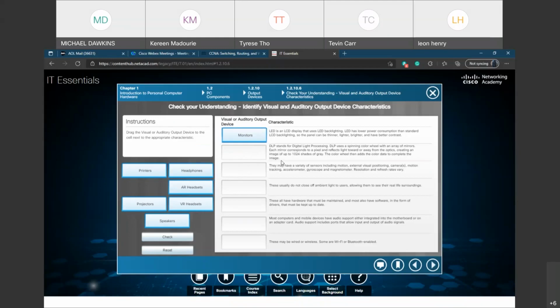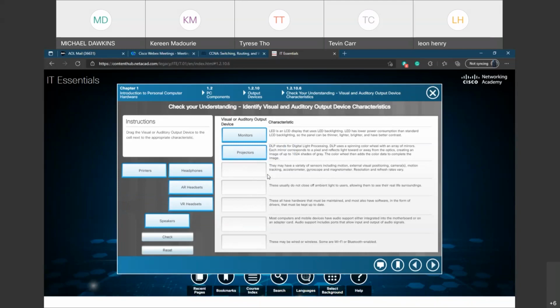All right, DLP stands for digital light processing. Digital light processing uses a spinning color wheel with an array of mirrors. Each mirror corresponds to a pixel and reflects light towards or away from the optic, creating an image of up to 1024 shades of gray. The color wheel then adds the color data to complete the image. Projector.